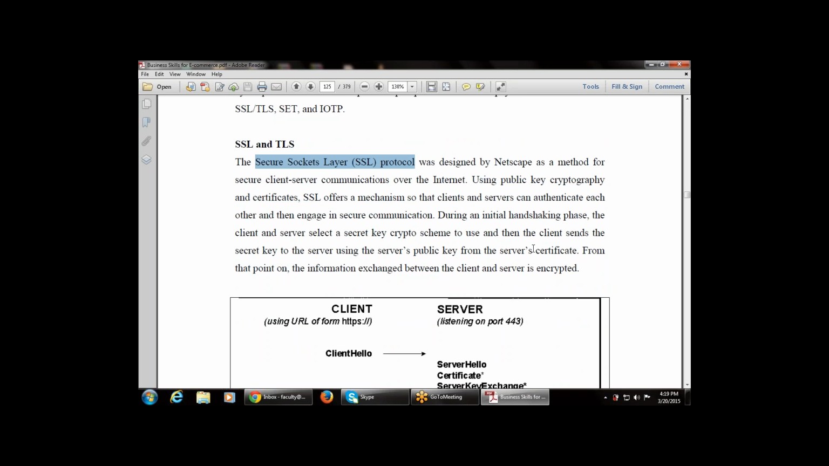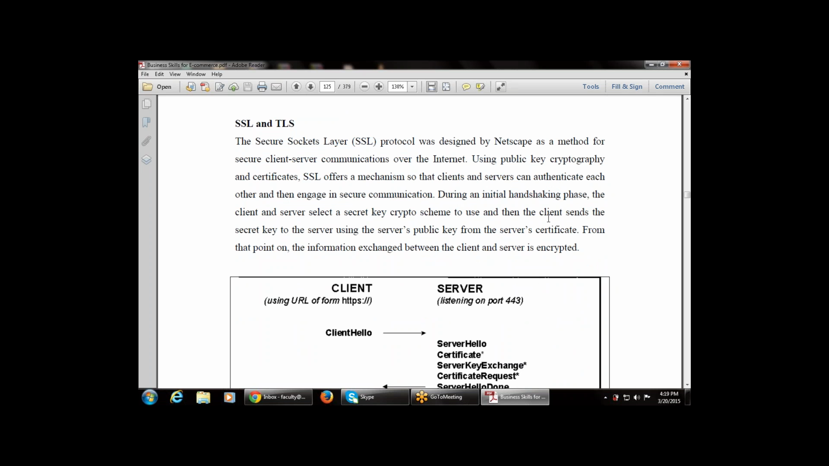During an initial handshaking phase, that is the first phase, the client and server select a secret key crypto scheme. As I told you in cryptography, there is a unique key that is shared by both the client and the server, so that they communicate with each other with the help of the protocols and the server certificates.